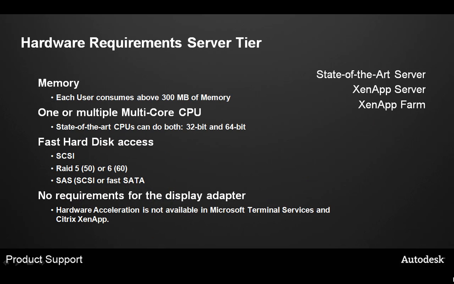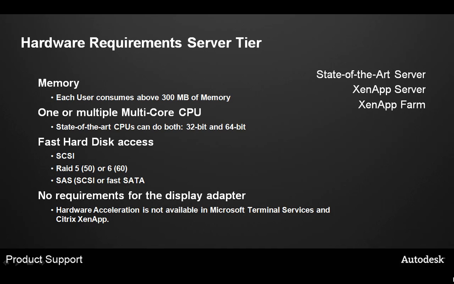So, hardware requirements for the server tier. These would include either a single XenApp server or several XenApp servers that are part of a farm. In the Citrix environment, each user consumes about 300 megabytes of memory. You'll want one or multiple multi-core CPUs. You also want very fast hard disk access. Recommended are SCSI, RAID 5 or 6, as well as serial attached storage with either SCSI or fast SATA.